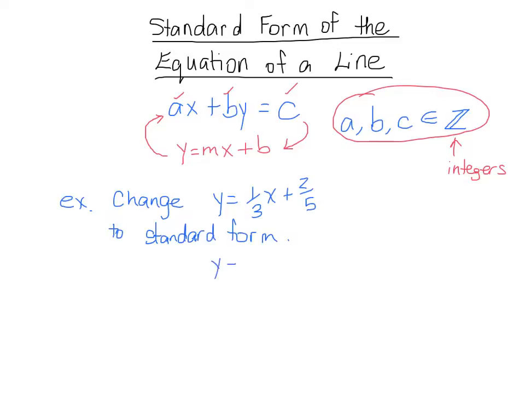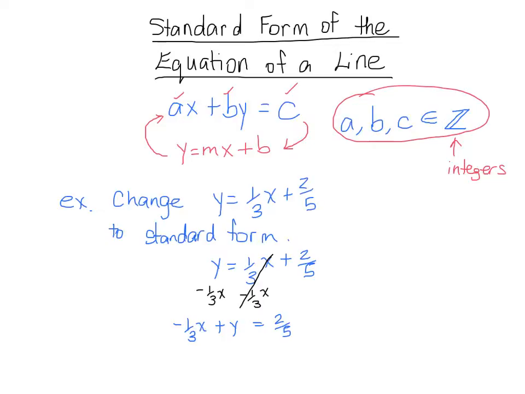So here is how I'll start. I'm going to start off by rewriting the equation, y equals 1/3 x plus 2/5. And I want my x and y on one side. So I'm going to subtract the 1/3 x from both sides, so it will go away from that side. And I'll get on my left side negative 1/3 x plus y is equal to 2/5. So just that alone, and I'm almost there.